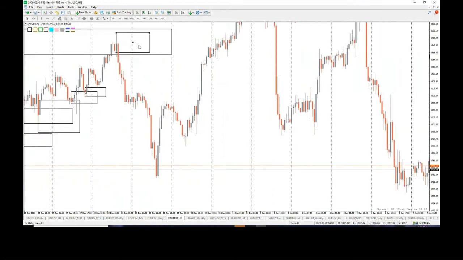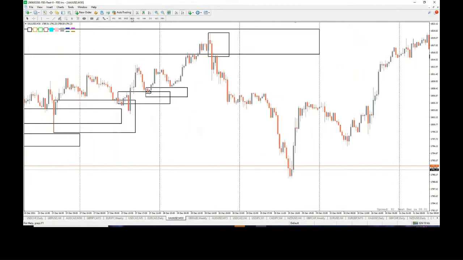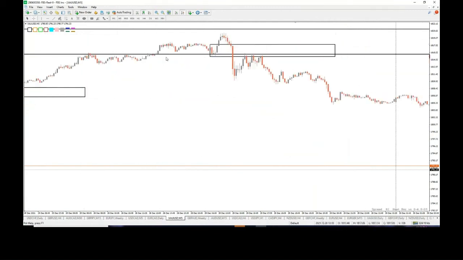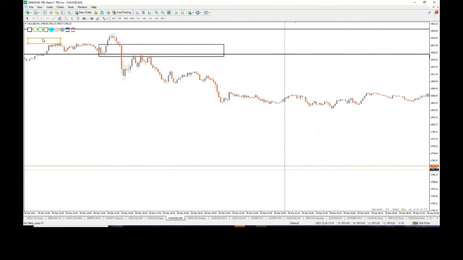We wait for H1 or M30. So if you think this zone is big, what do we have to do? We have to wait for M30 or M15. But at this moment, there's no M15 entry right here, because this is M15, right? So there's a confirmation on M5 or M1. So this is your entry.